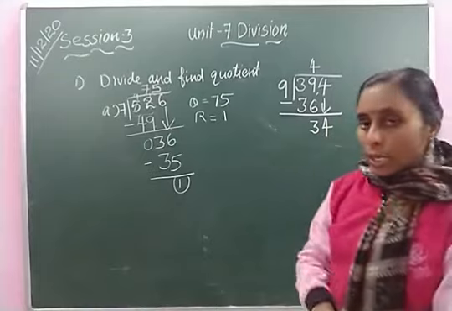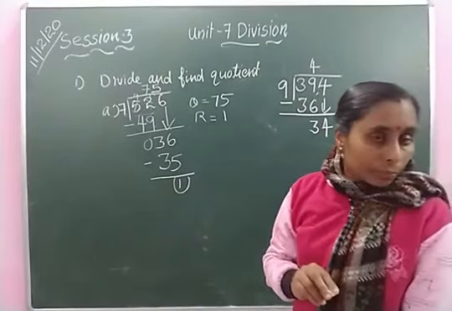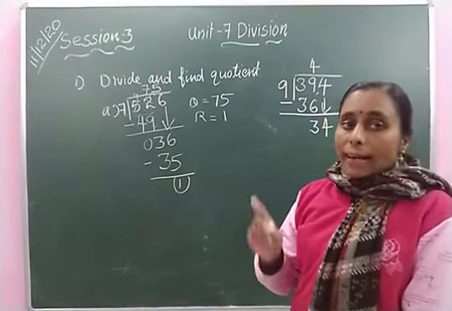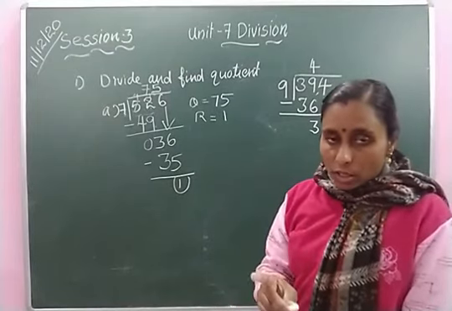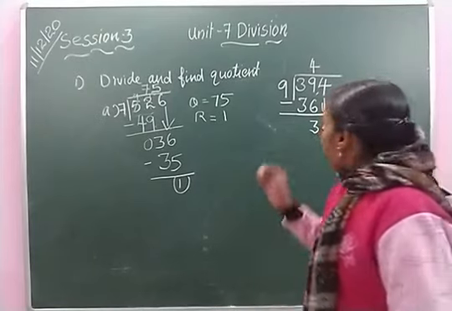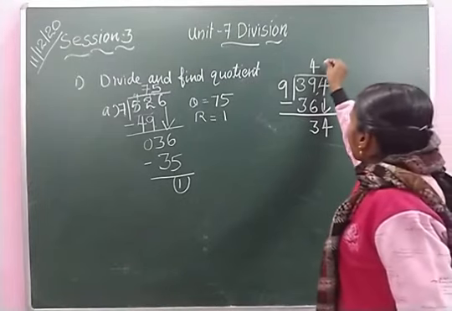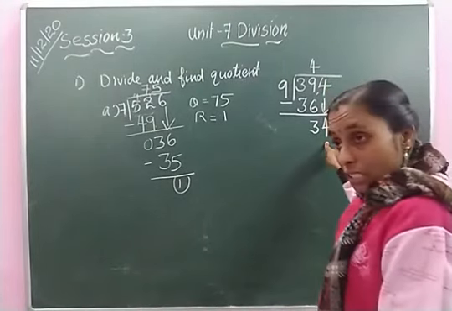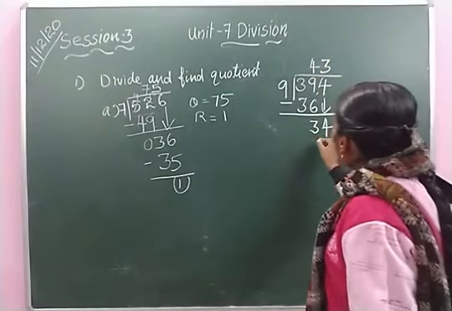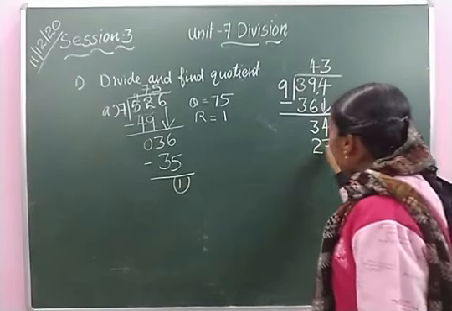Now it is 34. Then how many 9s are in 34? While we are reading our 9th table, 9 1s are 9, 9 2s are 18, 9 3s are 27, 9 4s are 36. But here only 34 is there. So can we take it 4 times? 9 4s are 36 we will get. Can you take 4 times? No. 3 times. 9 3s are 27.